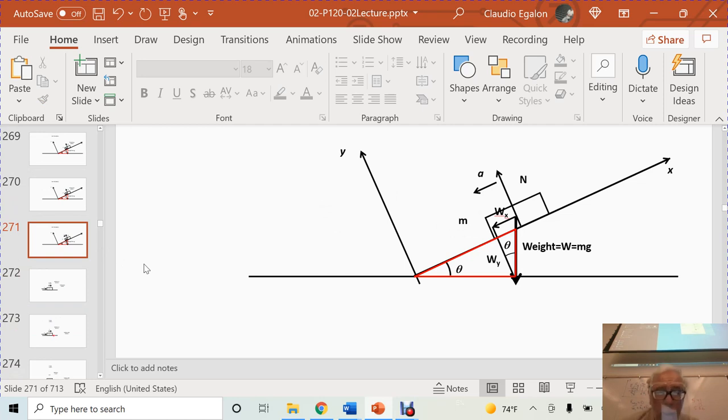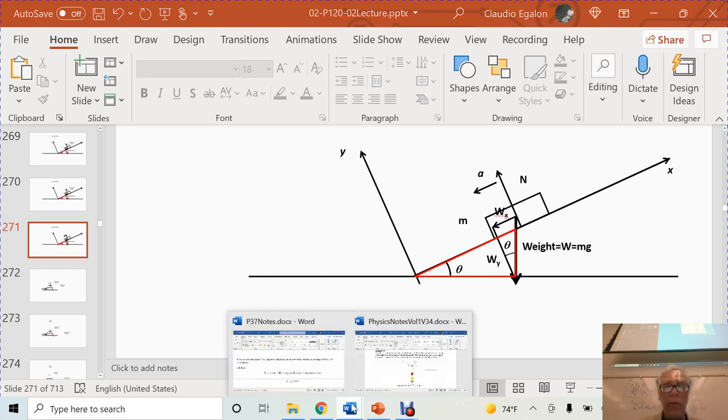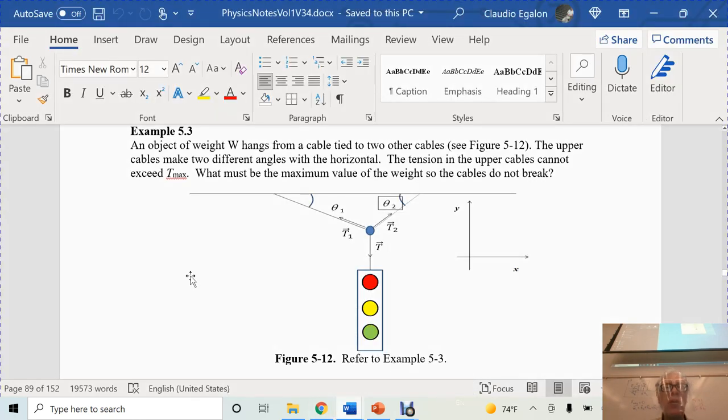And now let's do the other problem. The other problem is supposed to be simpler because it involves only Newton's first law. Okay, so three different problems, right? One that involves the third law and the second law. This one involves only the second law, and the next one involves just the first law, like this one. That's in the book, by the way.